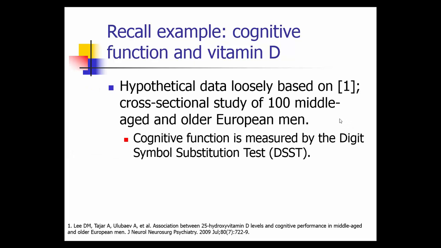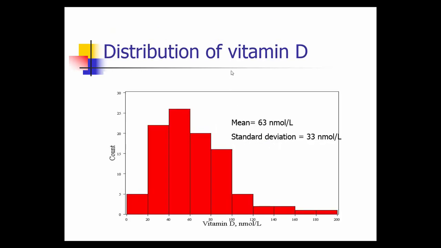Here's an example. There is some hypothetical data on some 100 middle-aged European men and the presence of vitamin D. So here is the data. It's the dependent variable, the distribution of vitamin D, that means the presence of vitamin D in people.